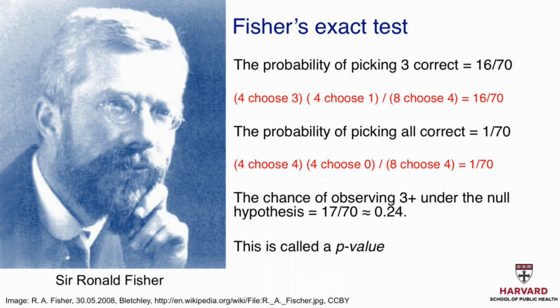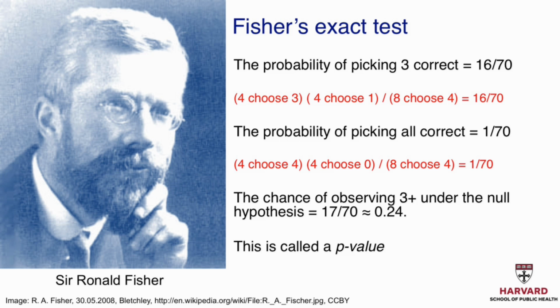I'm not going to go into the details of combinatorics here, but you can easily find information on that. But you can basically figure out all the combinations that give you 3 correct answers by chance. And the formula is going to be 4 choose 3 times 4 choose 1 divided by 8 choose 4, which is 16 out of 70. And then the probability of picking all correct is 4 choose 4 times 4 choose 0, which is 1, divided by 8 choose 4. So it's 1 out of 70.